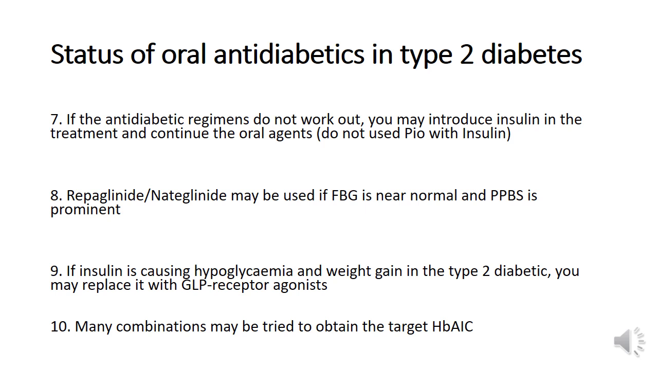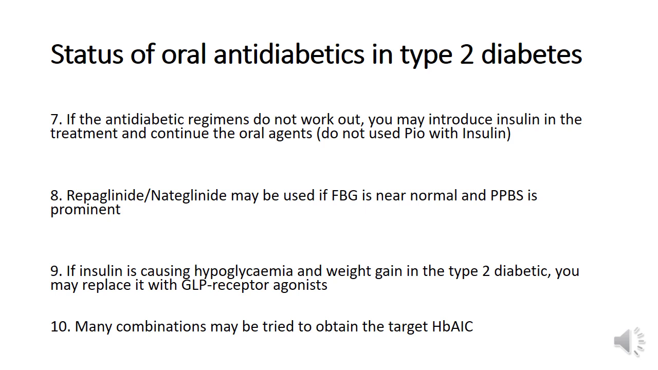Even if this regimen consisting of 4 or even 5 antidiabetic drugs does not work out, you may include insulin in the antidiabetic regimen. At the same time, continue with the oral antidiabetic agents. Keep in mind not to use pioglitazone with insulin, because this combination increases the risk of heart failure.